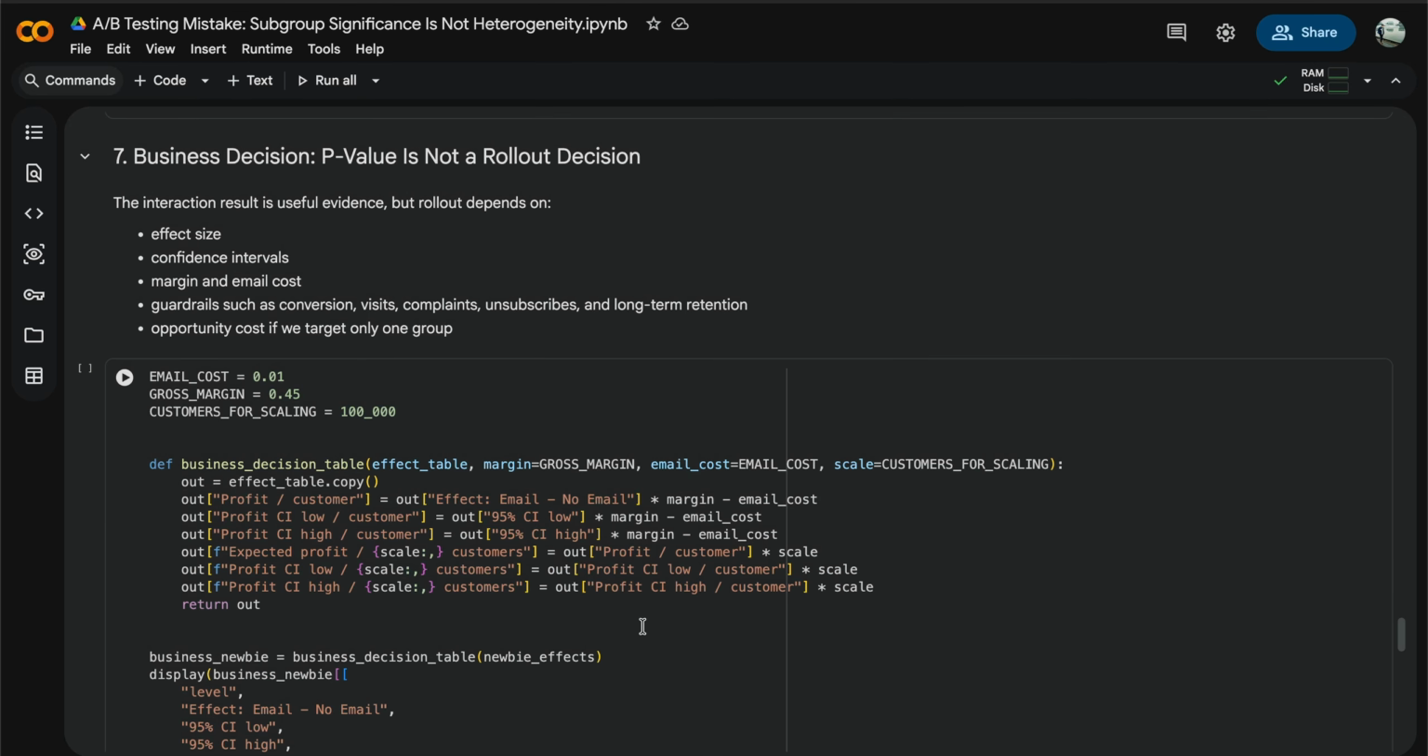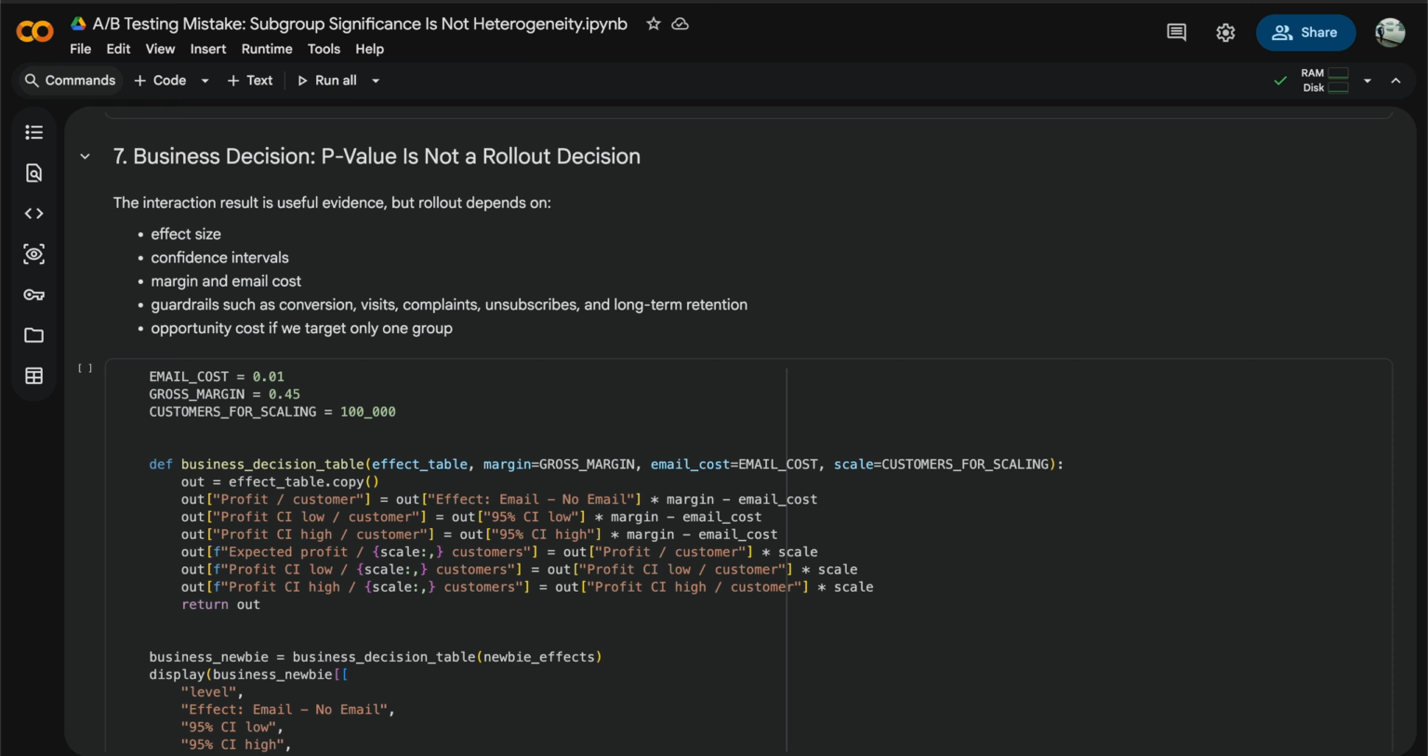So finally, let's wrap up this video. Now we translate the statistical results into a business decision. The first thing I want to look at is the effect size. Does that make business sense? Does that make a real dollar impact? How large is the spend lift? Then I want to look at the confidence interval. Is the estimate precise enough to act on?